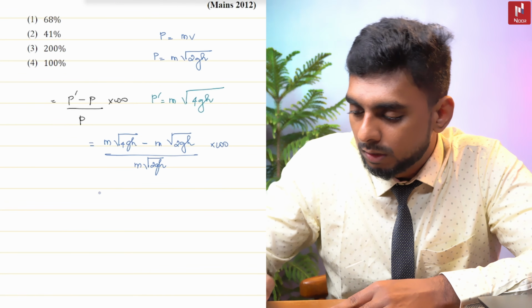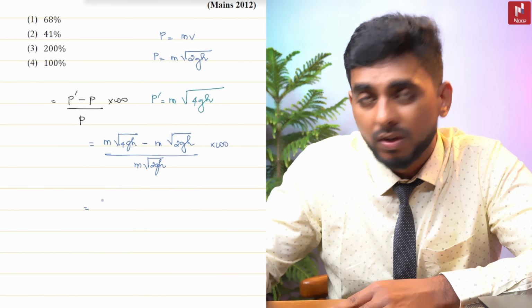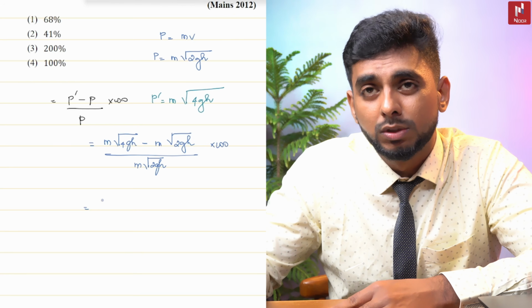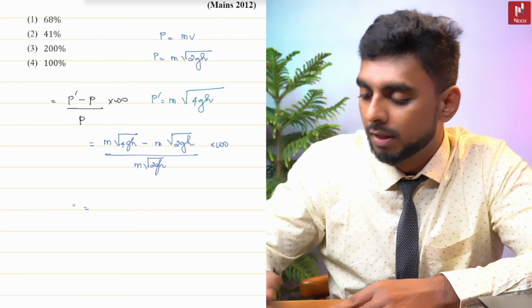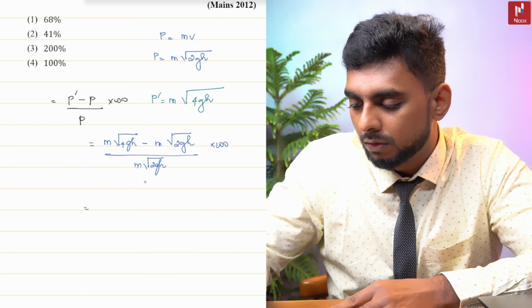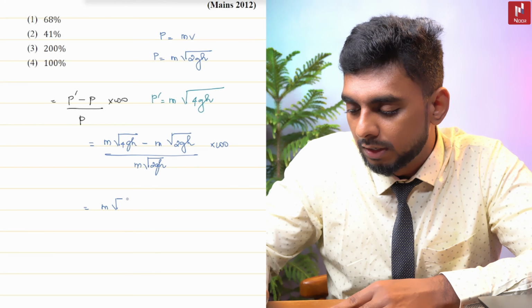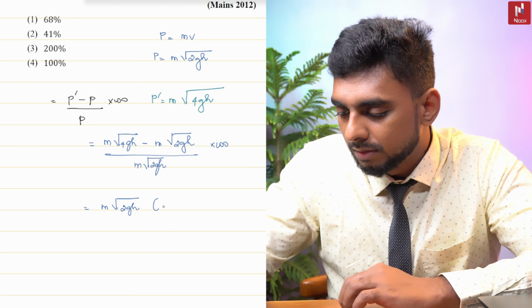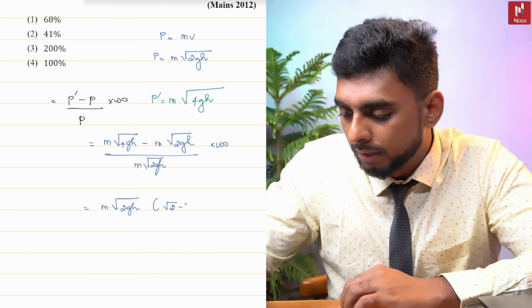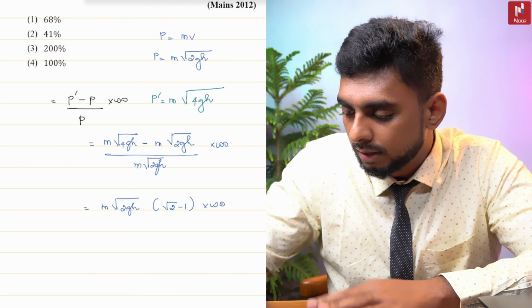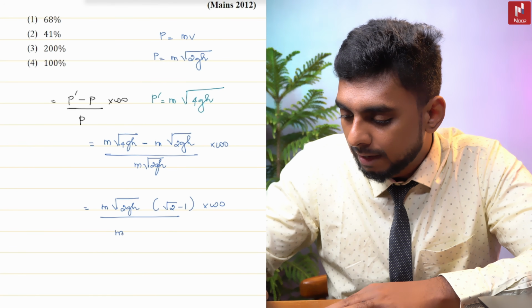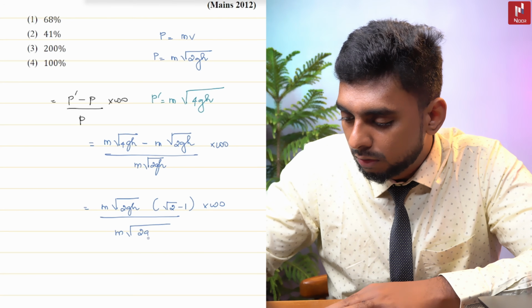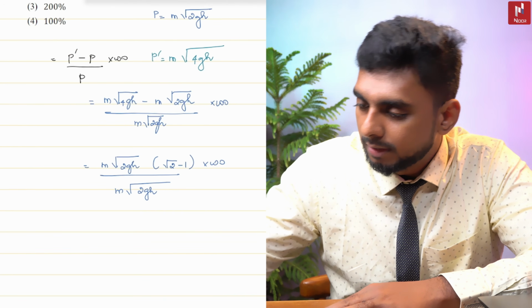So what is the same stuff in the numerator and the denominator? You'll have m root 2gh. Those two things are going to be the same. Therefore I'm just going to factor out m root 2gh. If I do factor out that stuff, you will have something like root 2 minus 1 into 100 divided by m root 2gh, right? Obviously these two will get cancelled out, and the only parameter that you are left with will be root 2 minus 1.